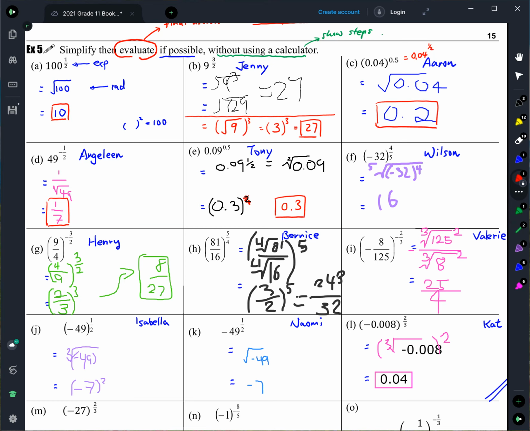And then for Wilson, as I was saying, instead of bringing it to the fourth first, we'll do the fifth root. And then you bracket the whole thing to the 4. You do the root first. So what's the fifth root of -32, Wilson? One second, let me see.